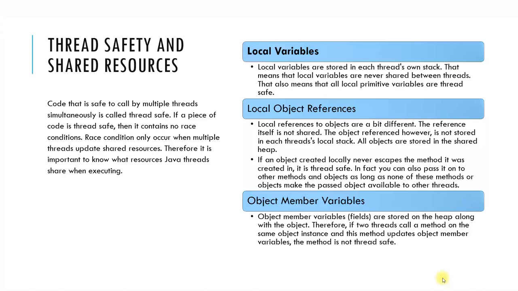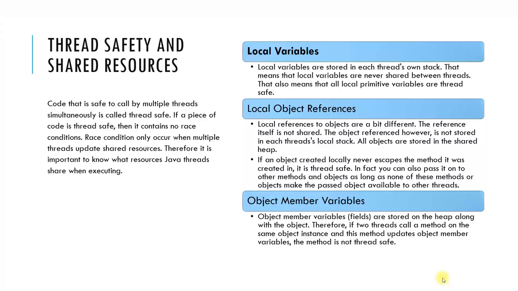Local variables are stored in the thread stack. Local object references are also stored in the thread stack, but their content is stored on the heap. But even so, in this case it will be thread safe because it will not be available to other threads. The reference is available only to the owner thread.